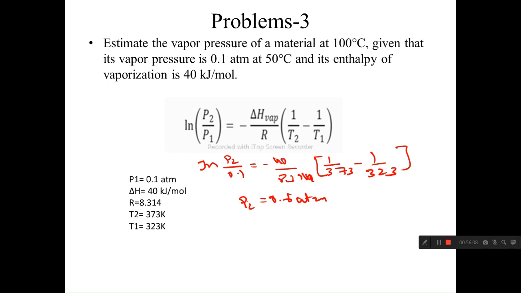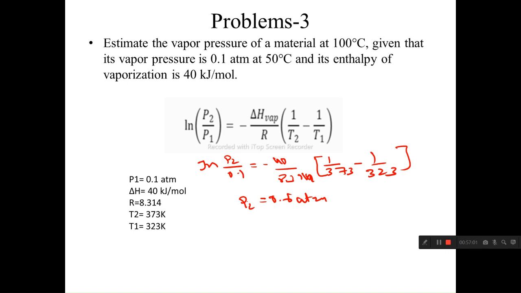So in this equation, in this numerical, what he is saying is, a material is there which is having an enthalpy of vaporization of 40 kilojoules. The material has a vapor pressure of 0.1 atmosphere at 50 degrees Celsius. If the temperature of that liquid is increased to 100 degrees Celsius, what will be the vapor pressure of that liquid at 100 degrees Celsius? That is 0.6. Obviously it should increase.